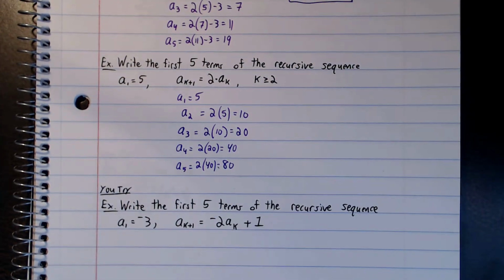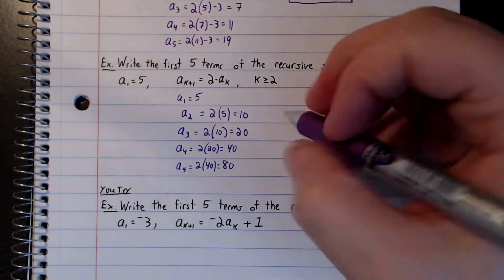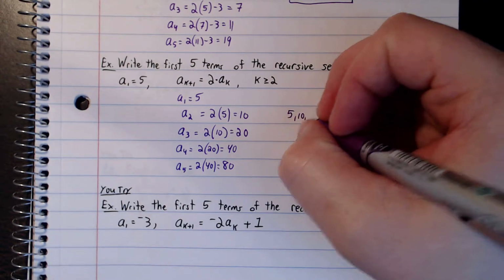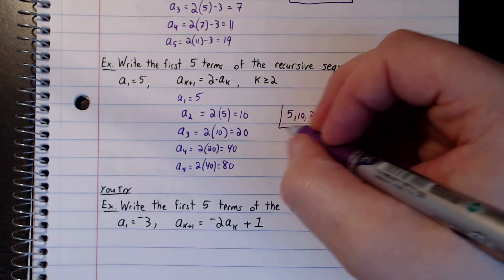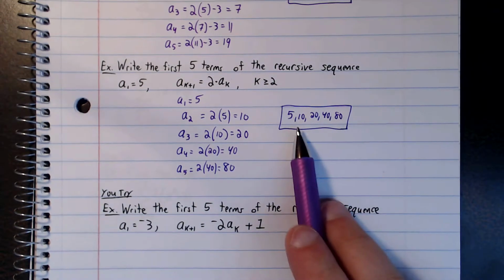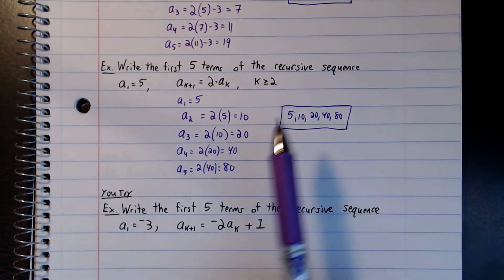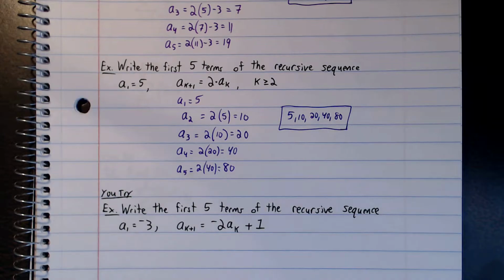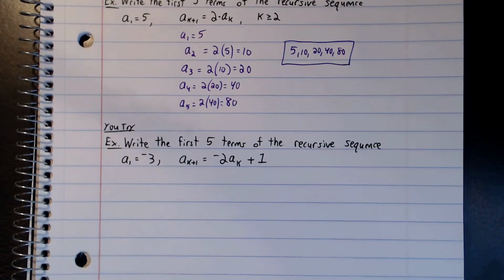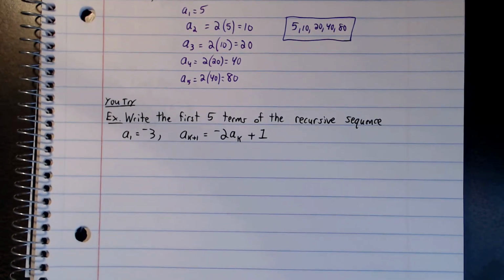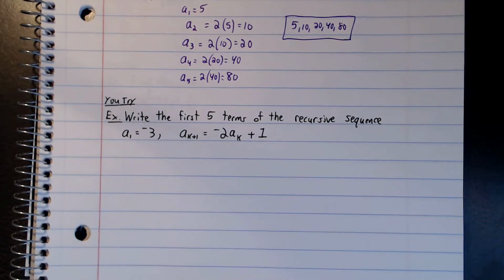Okay, so here's what we end up getting for our sequence: 5, 10, 20, 40, and 80. Again, kind of interesting, right? They're not increasing steadily, they're kind of getting further and further apart. Pretty interesting recursive sequence there. So you've got one to try here. You're going to write the first 5 terms of this recursive sequence. Pause the video and resume when you're ready to check.